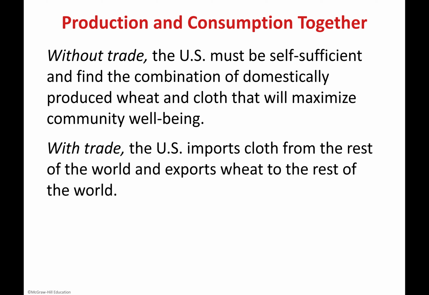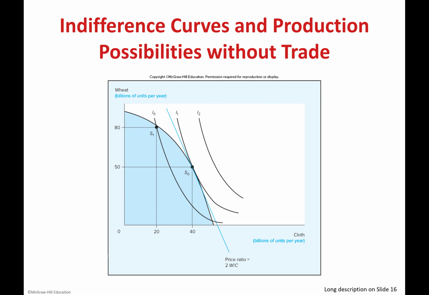We know that in autarky, without trade, the US is going to be self-sufficient, and it's going to find the combination of the two goods here, wheat and cloth, that maximizes the happiness of the consumers. But with trade, we have a different problem. With trade, we're going to be exporting wheat to the rest of the world and importing cloth. So we need to know what the preferences are of our consumers as to how much wheat we can export and how much cloth we should be importing. We can show this on a diagram here.